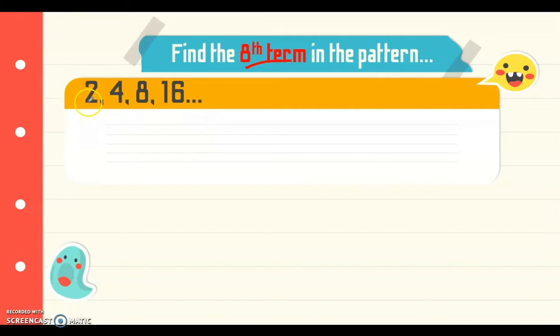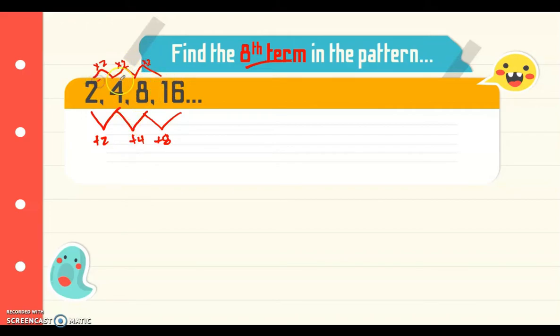So we have 2 and 4. It's like adding 2, right? And from 4 to 8, it's like adding 4. And 8 to 16, it's like adding 8, right? But we have two possible rules here. We can also multiply by 2, right? So if you multiply 2 by 2, it becomes 4. 4 times 2 becomes 8. And 8 times 2 becomes 16.